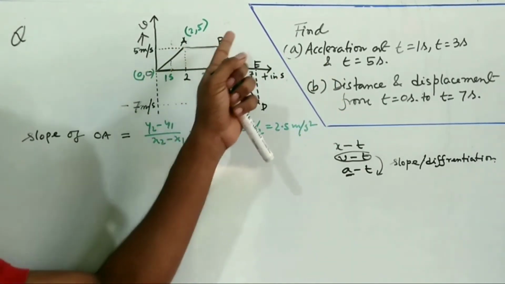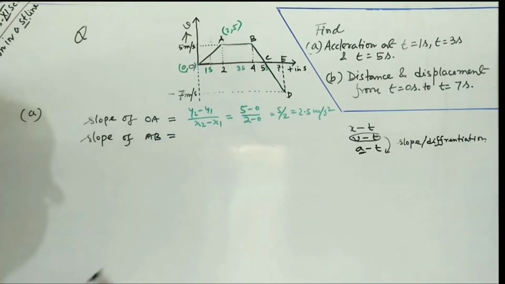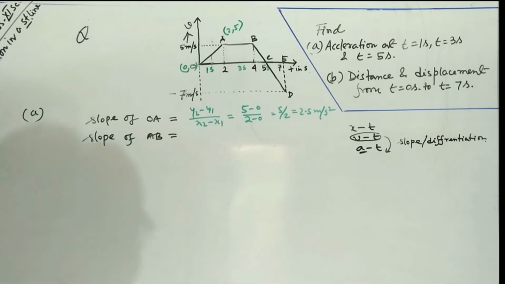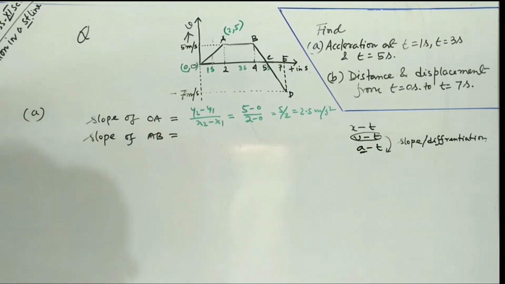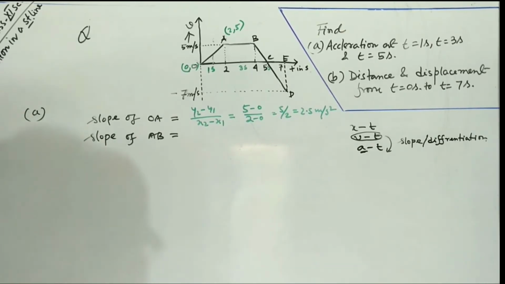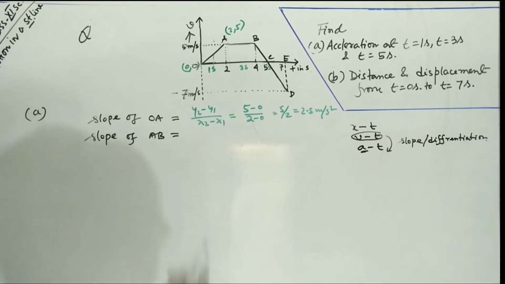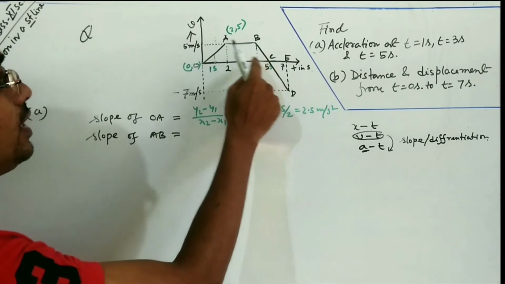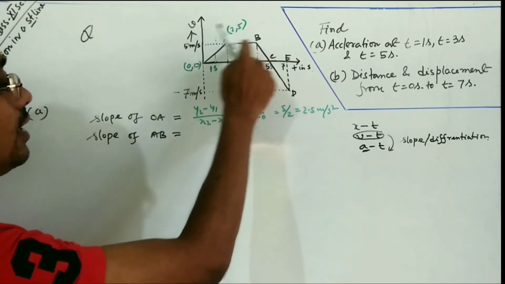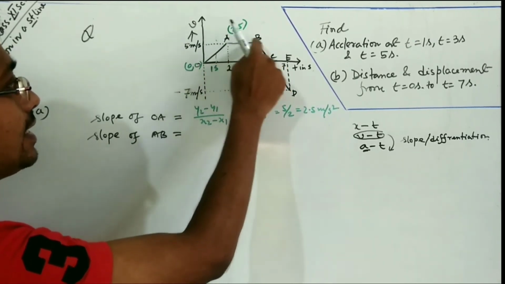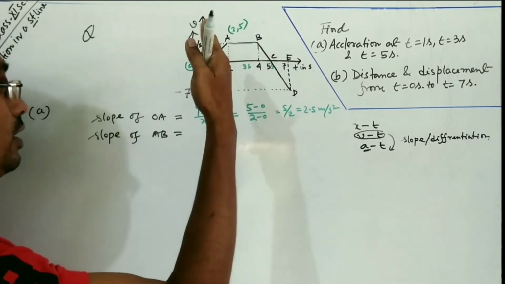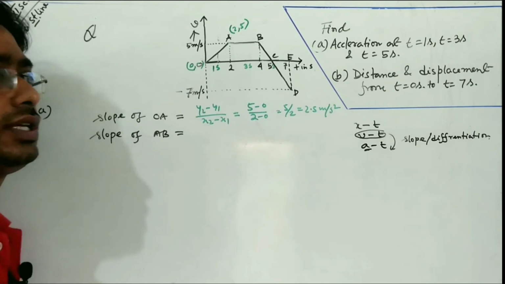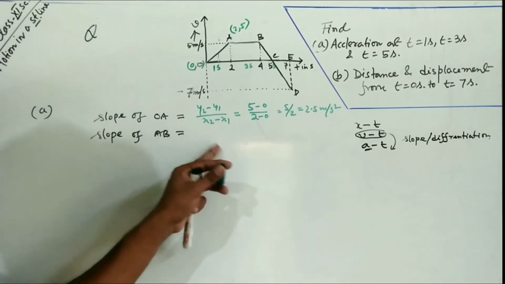Okay, and A to B, the slope of AB. You can see from the figure, AB is a line parallel to the t-axis. That means the slope is 0. What will be the acceleration? The acceleration will be 0, because if in the VT graph the line is parallel to the t-axis, then the body must be moving with a uniform velocity. Uniform velocity means no change in velocity, so acceleration will be 0.